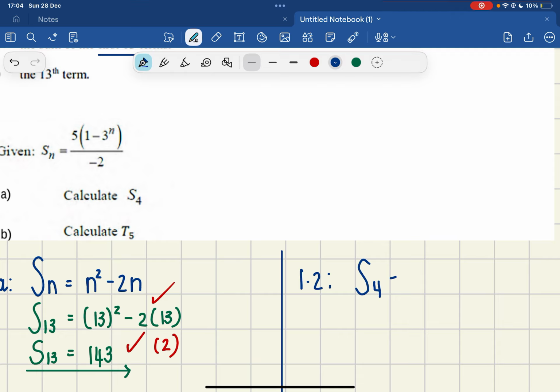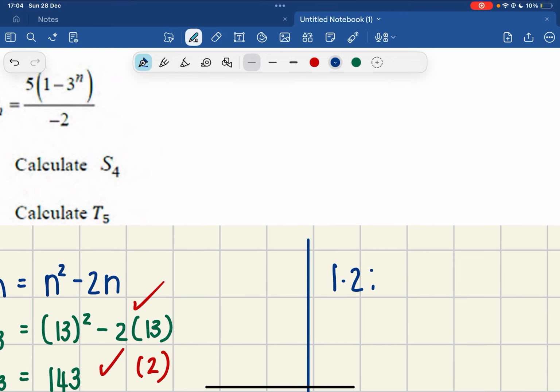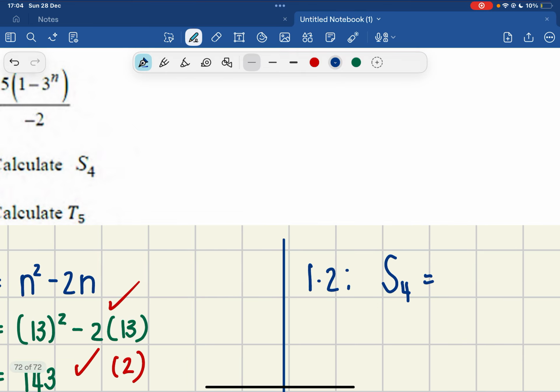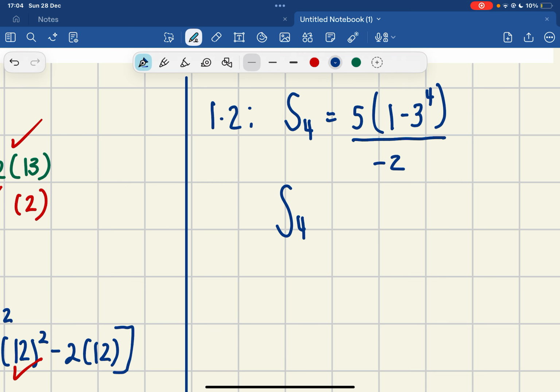So S4 is where, when we see an N, we just put in 4. Therefore, S4 is equal to 5, 1 minus 3, they're looking for the sum of the first 4 terms, divided by -2. Okay. So let's quickly just simplify.